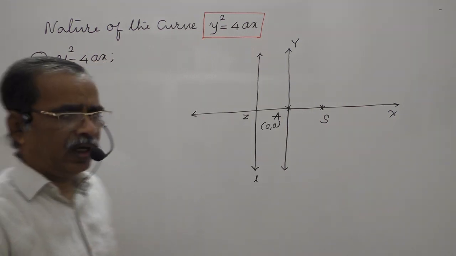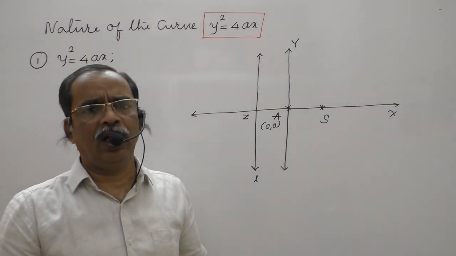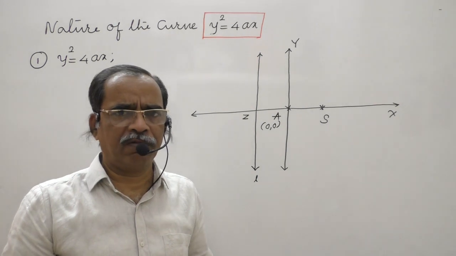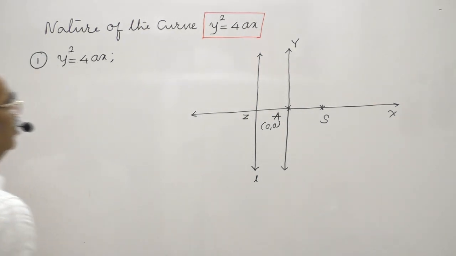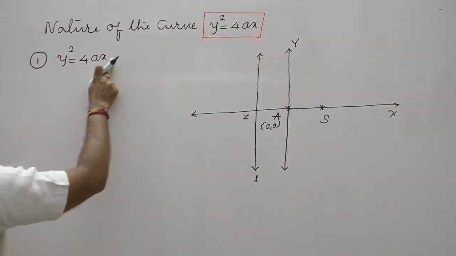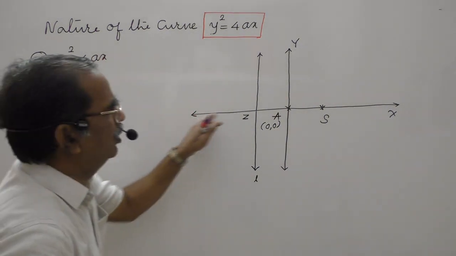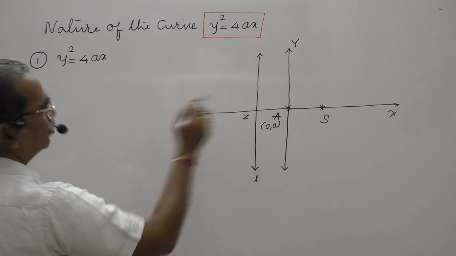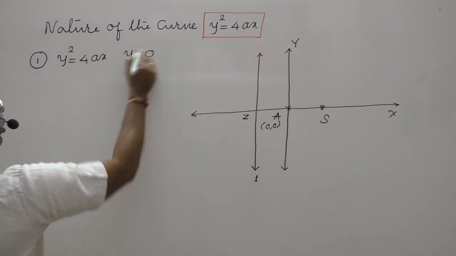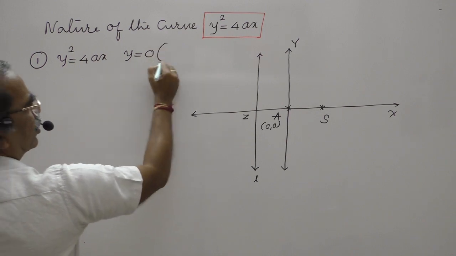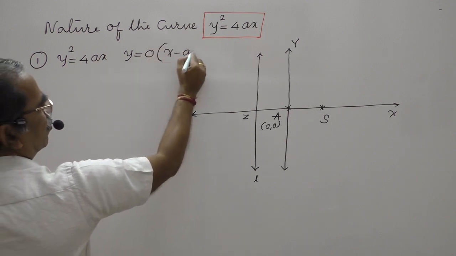We have obtained the equation, but we don't know its figure, nature, etc. Let us try to find those. This is a parabola. This line is the x-axis. The equation of the x-axis is y equal to 0.